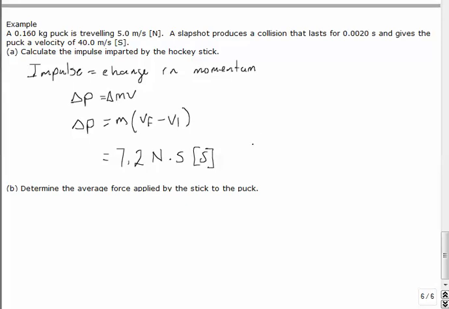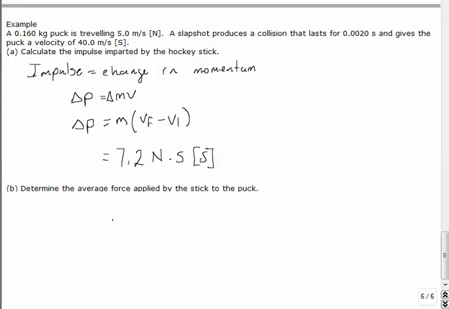The force multiplied by the time gives you units of Newton seconds. When you work it out using kilograms and meters per second, you'll notice that it comes out as Newton seconds. So the change in momentum is 7.2 Newton seconds south. Make sure you're using vectors in this case. Since the puck was initially traveling 5 meters per second to the north, pick either the north or the south direction as your positive direction. So the impulse imparted by the stick to the puck is 7.2 Newton seconds.